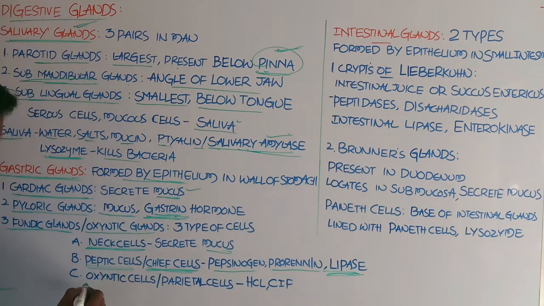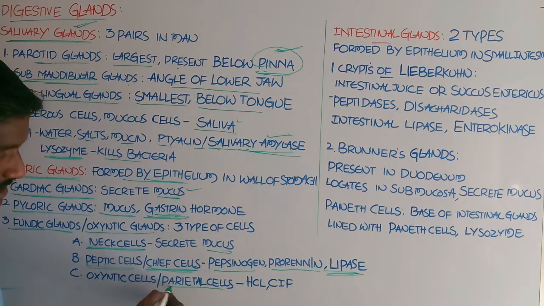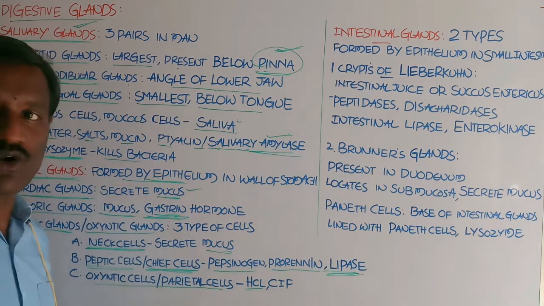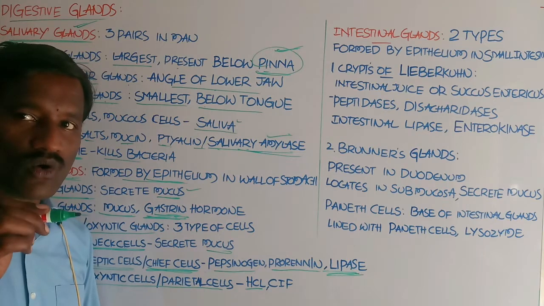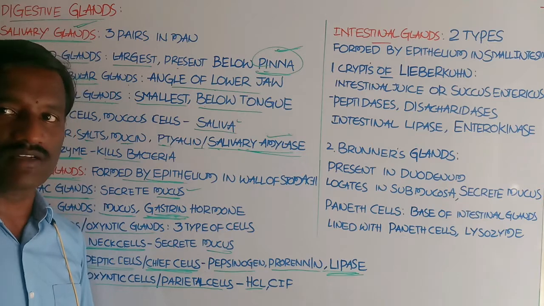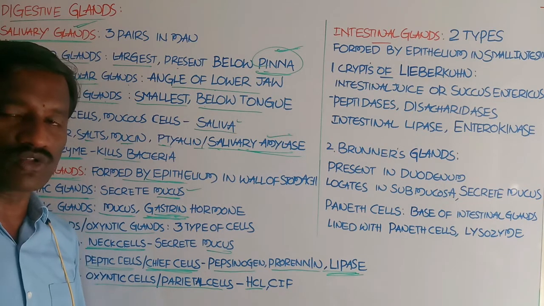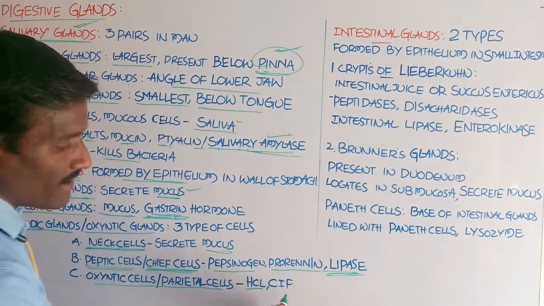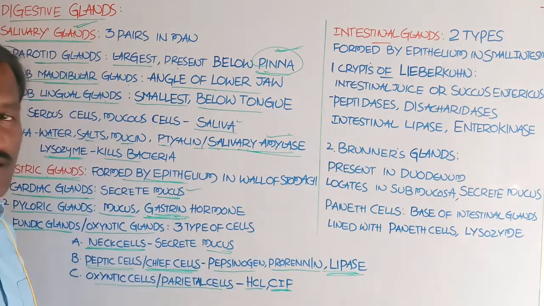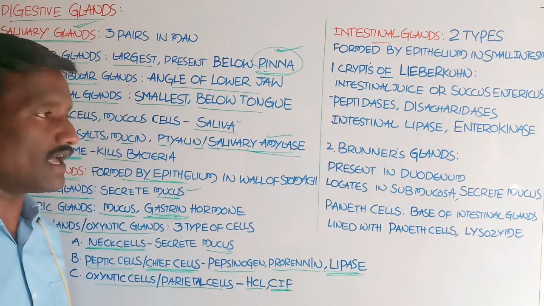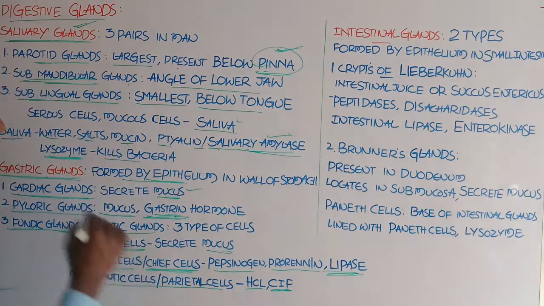And oxyntic cells, also called parietal cells, secrete HCl, hydrochloric acid. Hydrochloric acid helps in destruction of the microorganisms that enter into the mouth, and also helps in breakdown of the protein molecules. And they secrete intrinsic factor. Intrinsic factor helps in absorption of vitamin B12. Okay, this is about the gastric glands.